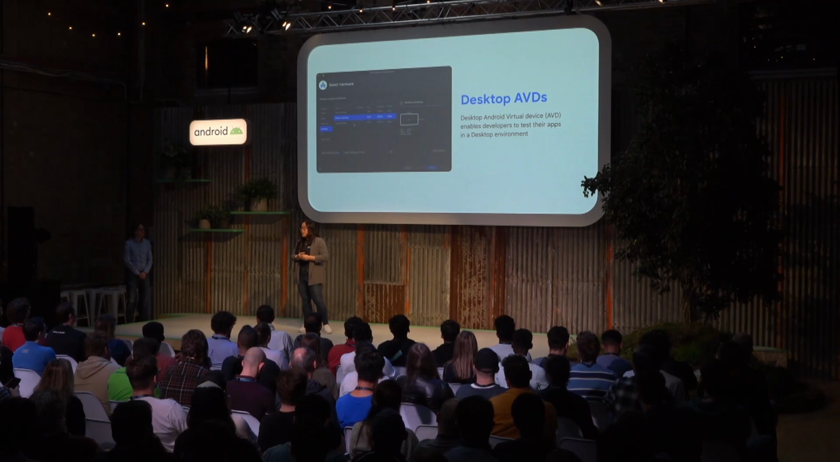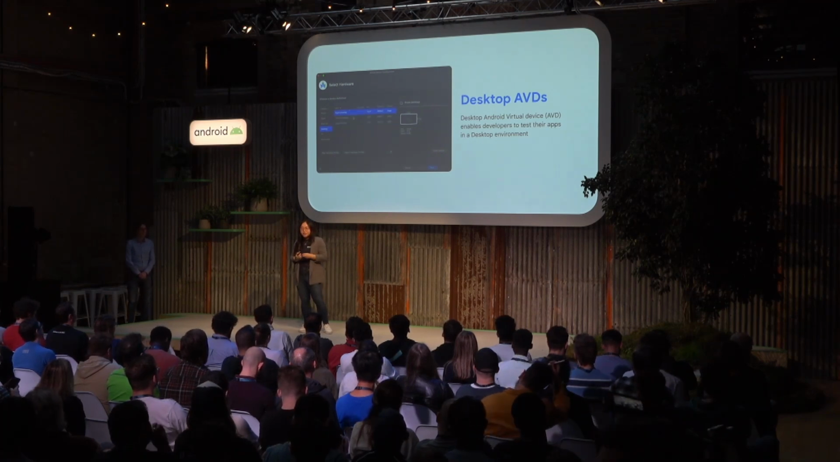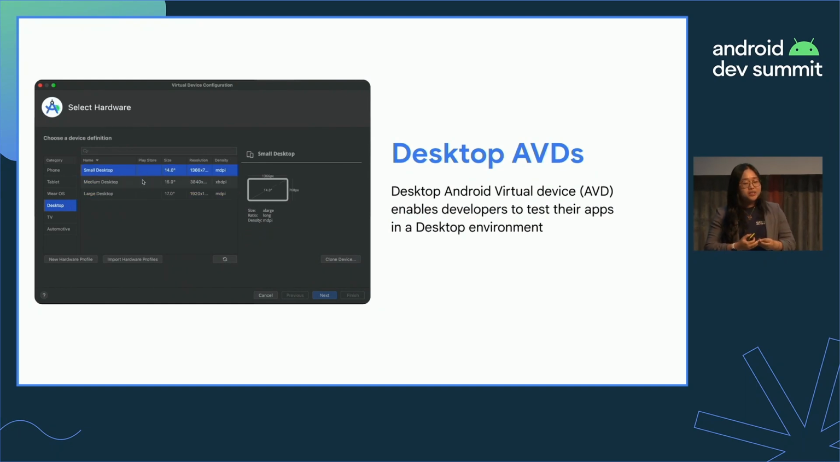Moreover, we also want your applications to look and work great on desktop, especially Chromebooks. Thus, we've also introduced three new desktop AVDs. You can now deploy your app to small, medium, and large AVDs.